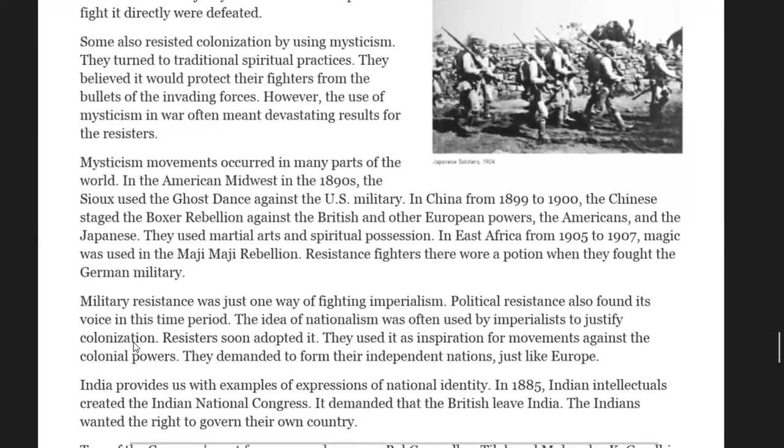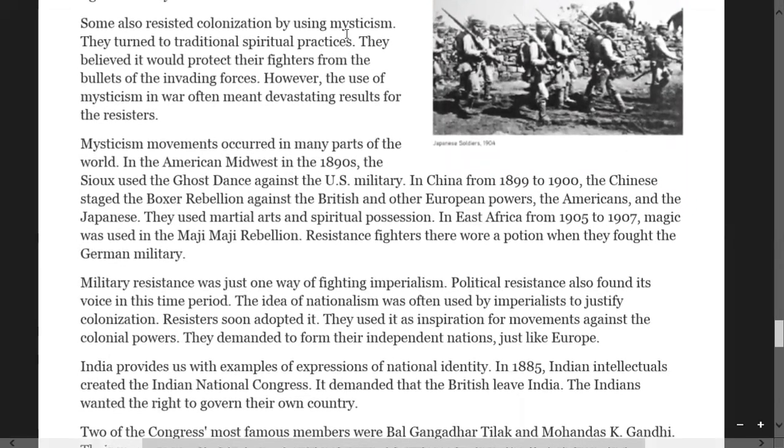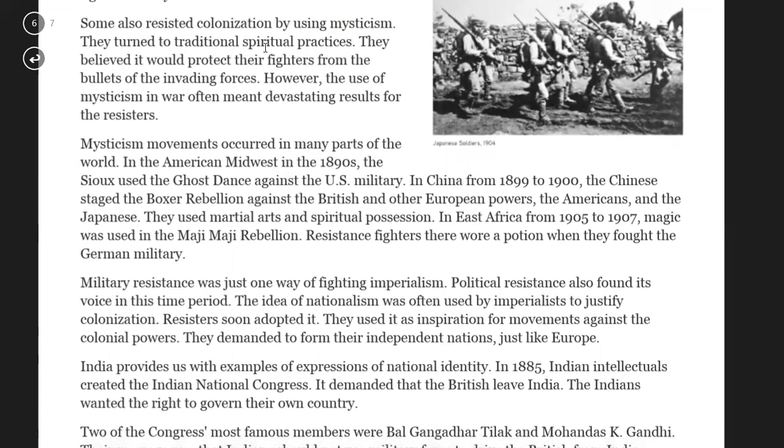The next thing they talk about is that many colonized people resisted using what they refer to as mysticism, right there. Now, they define that as turning to traditional spiritual practices to try and fight back against the colonizers. They give examples of the Ghost Dance in the United States and other places like the Boxer Rebellion in China. And these were largely unsuccessful, trying to use traditional methods to, say, make your fighters more fierce or maybe resistant to bullets, etc. In general, unfortunately, they did not work very well for the locals.